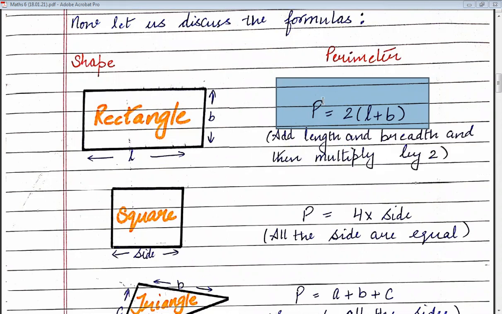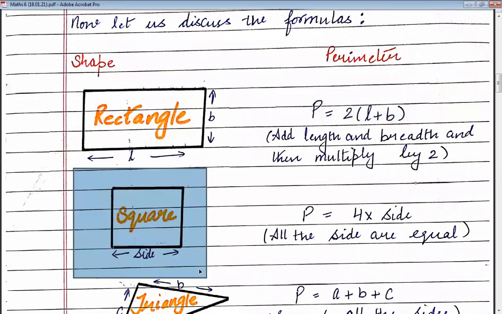Let me repeat the formula. Perimeter of rectangle is equal to twice multiplied by length plus breadth. Add the length and breadth and then multiply the answer with twice. Okay. Now let us see the perimeter of a square.